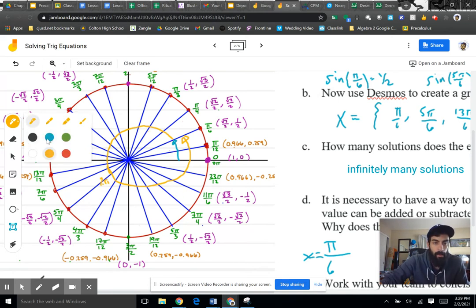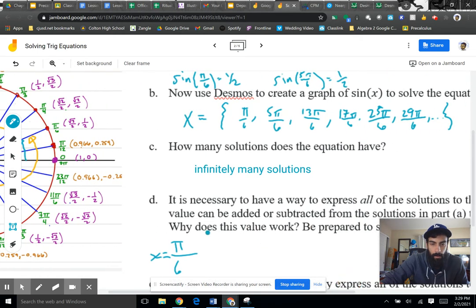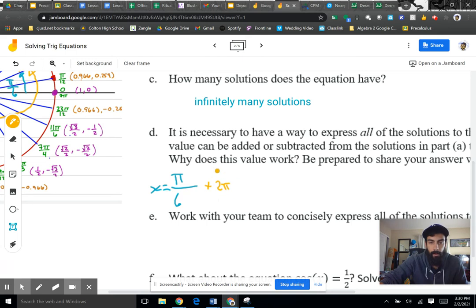This full trip around the circle from pi over 6, that whole angle is 2 pi radians, whereas this original angle was just pi over 6. So literally the only thing that I've done is taken pi over 6 and added 2 pi more radians to get back to this place where 1/2 would be. So how can I express that? It would be pi over 6 plus 2 pi, because we took another trip around the unit circle.